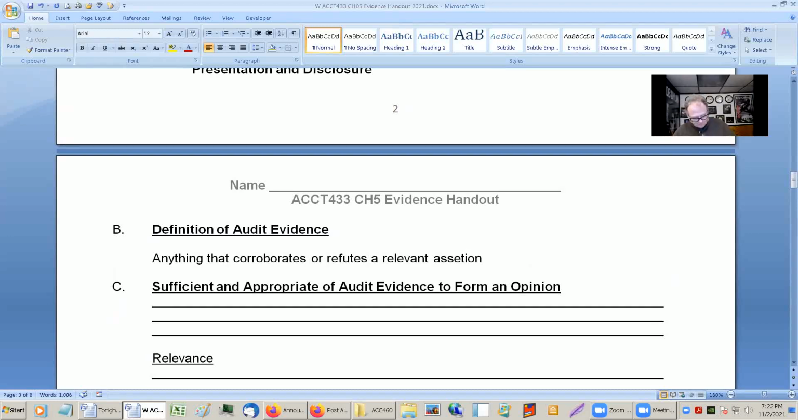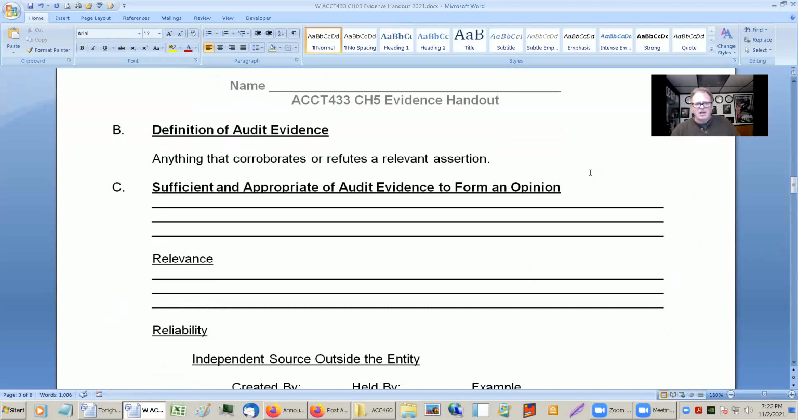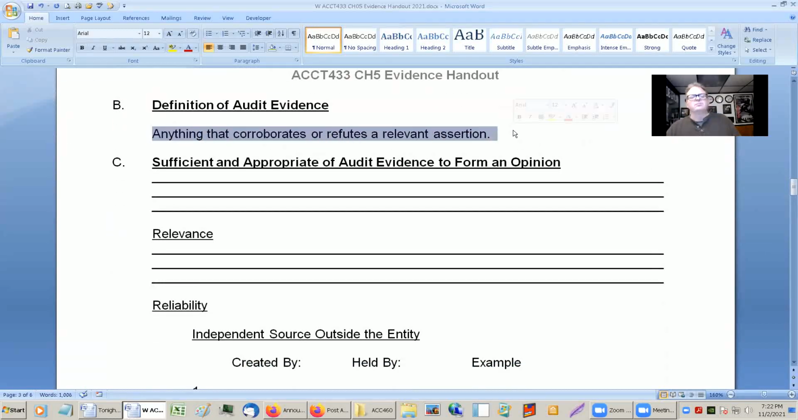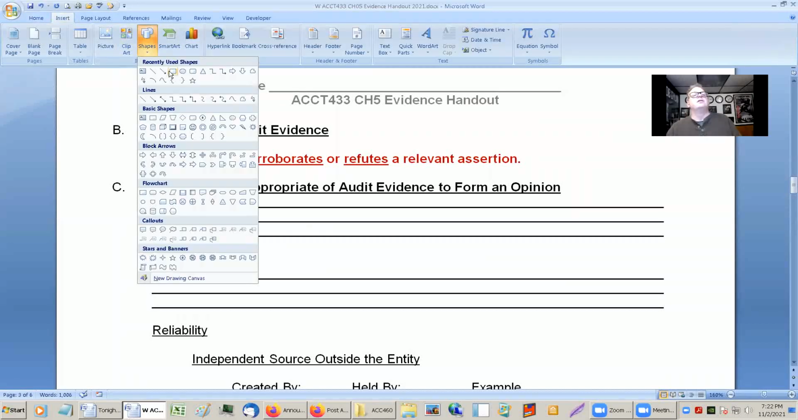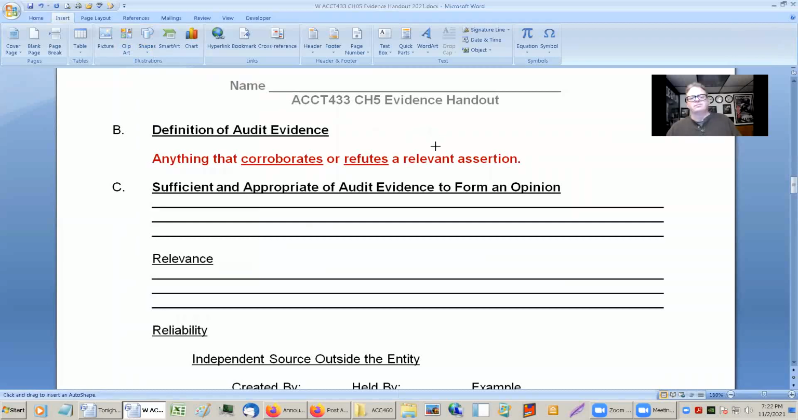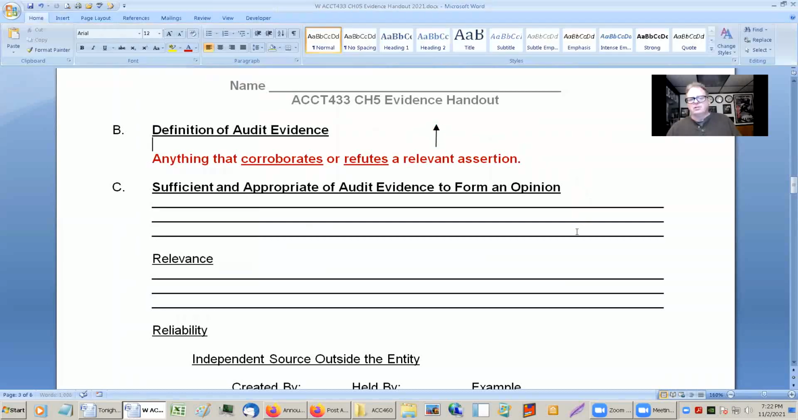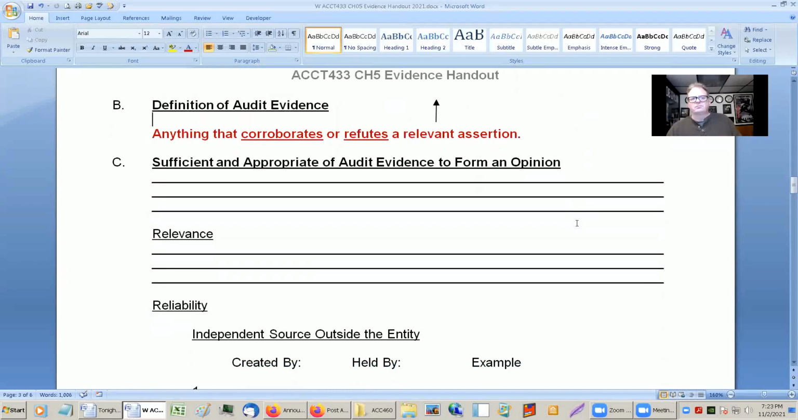So audit evidence is anything that corroborates or refutes a relevant assertion. And those are the assertions that we just talked about. So, definition of audit evidence: anything that corroborates or refutes an assertion.